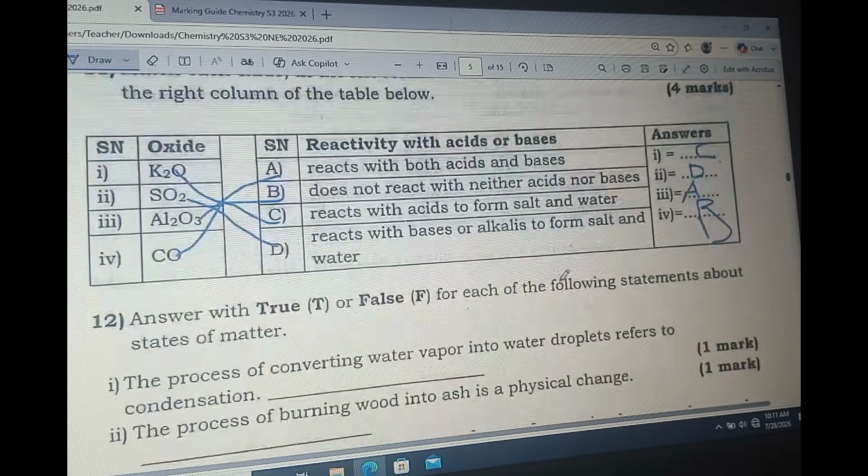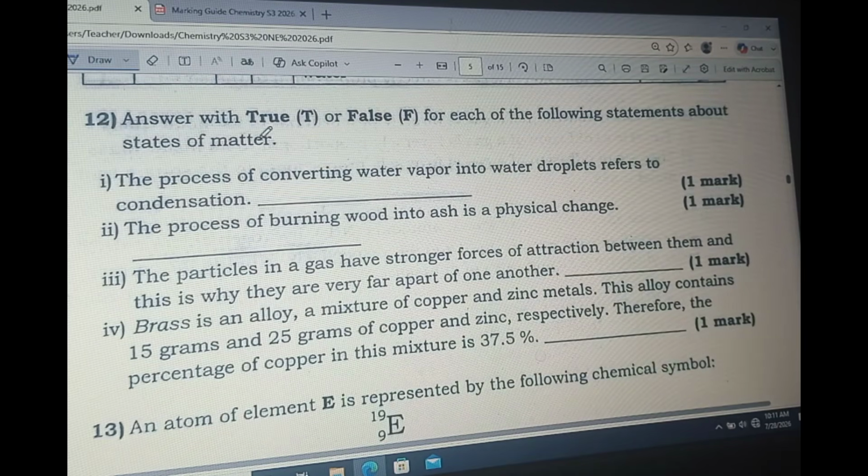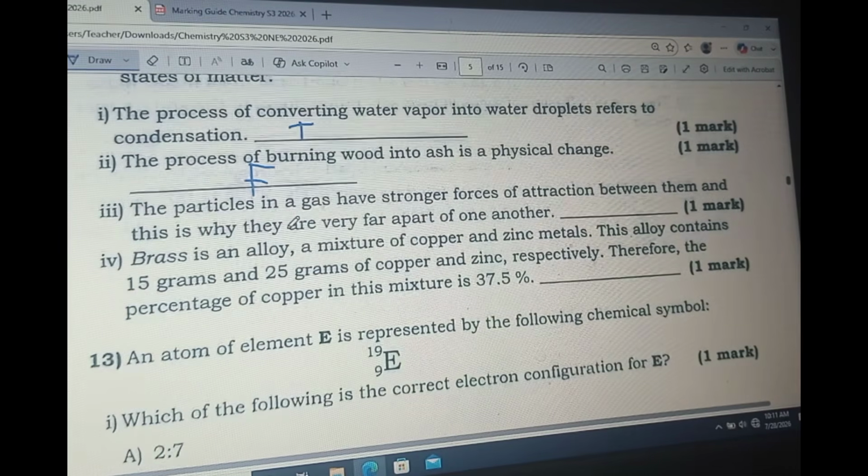This is B, sorry. Question 12. Answer true or false for each of the following statements about states of matter. I. The process of converting water vapor into water drops refers to condensation. Yes, this is true. II. The process of burning wood into ash is a physical change. No. This is a permanent change. We call it a chemical change, not a physical change.